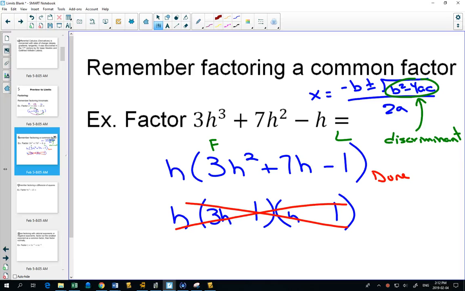So in this case, if I would look at the discriminant, which is 49 minus 4 times a times c, 49 plus 12, 61. 61 isn't a perfect square, so I can tell right now that I would not be able to factor that algebraically using that part of the formula as well.